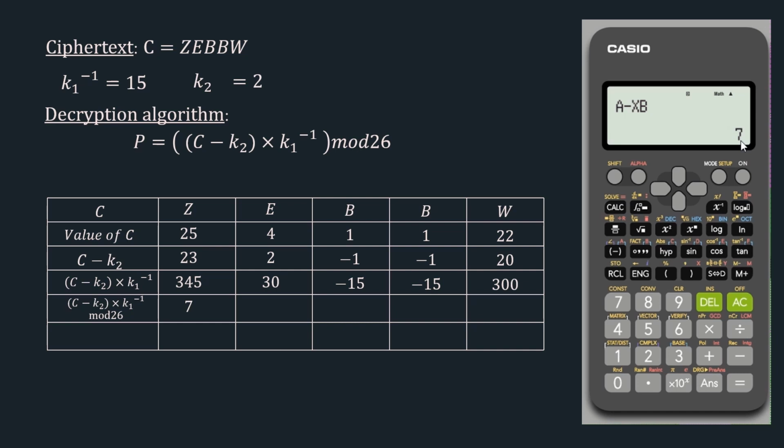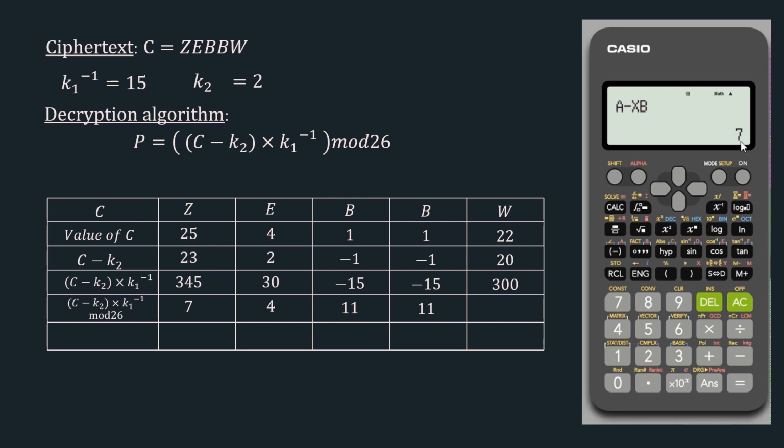The next value is 30. So 30 mod 26 gives us 4. The next number is minus 15. Since it is a negative number and less than 26, we just add 26. So minus 15 plus 26 gives us 11. Again we have 11. Now let's calculate 300 mod 26 using the scientific calculator.